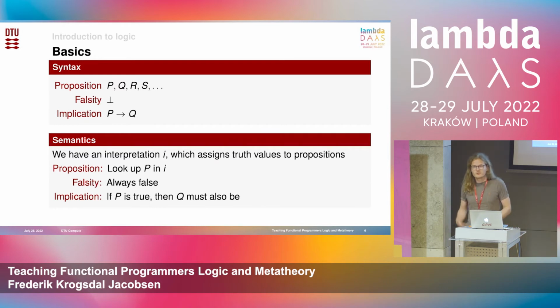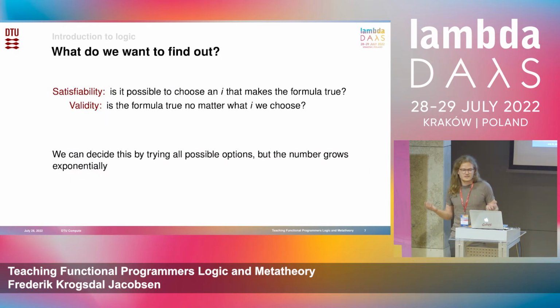Okay, so what do we want to find out? Now we have some logic, and really we have formulas that we want to know some things about. And one of the things we want to know is satisfiability. So if we have a formula, can we pick a combination of true and false for the propositions that makes it true? And validity, basically no matter what we pick, is it still true? And of course we can just try all possible options. This is a very easy but very stupid way to do it because it scales exponentially.